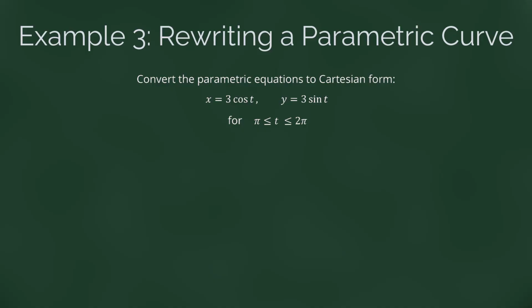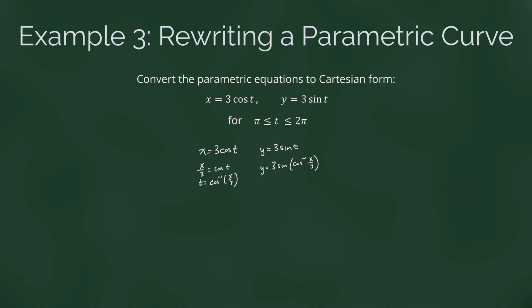Let's look at another example where solving for t, like we did in the previous one, isn't going to be particularly helpful. Here we have that x is 3 times the cosine of t and y is 3 times the sine of t. If we solve this, we get that x over 3 is the cosine of t, so that t is the inverse cosine of x over 3, which if we plug in here, we get this equation y equals 3 times the sine of the inverse cosine of x over 3. Not super easy to graph.